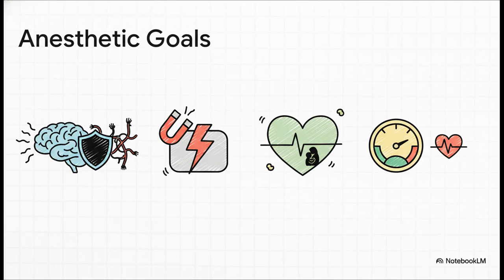For a patient like this, our anesthetic plan has to be incredibly precise. We're basically walking a tightrope. Goal number 1, keep things calm. No pain, no anxiety, no stress. Any catecholamine surge could be a disaster for her.